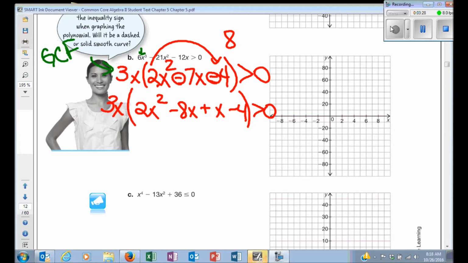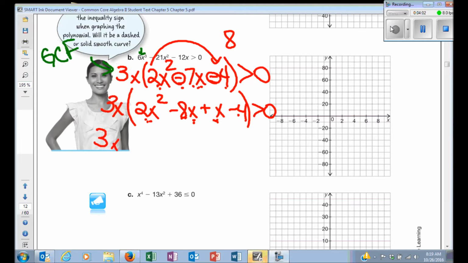Everybody okay with that? Is this still the same as this? Do I have a 2x squared? Yes. Do I have a negative 7x? What happens when I combine these two? What does that turn to? Negative 7x, right? And negative 4 is still there. So yes, I have still the same thing. I've just changed the way it looks. This is going to help me out when I go to factoring. Everybody following? If you can't tell, I'm trying to go over some old stuff so we can pick this up.